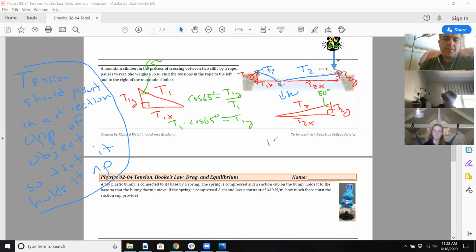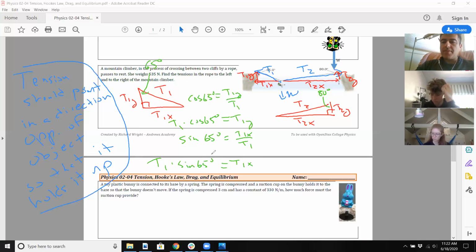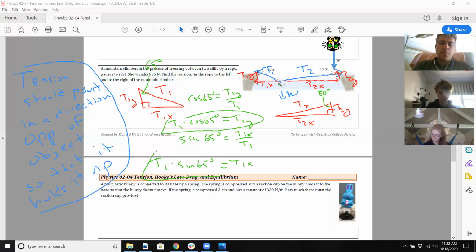Sine of 65 degrees is going to be T1x over T1. So T1x is T1 times sine 65 degrees. Let me take a little pause to give you guys a chance to copy. All I'm doing is basic SOHCAHTOA for the triangle off to the left, that T1, T1x, T1y at 65 degrees near the top. So we're going to be using this for sure, and this for sure, when we do our force equations.